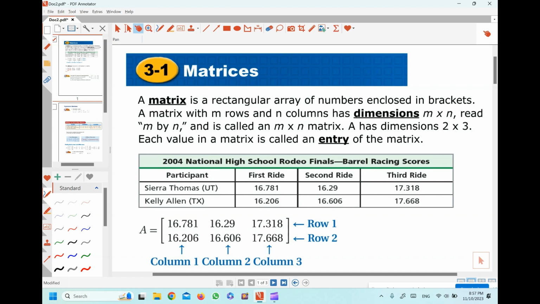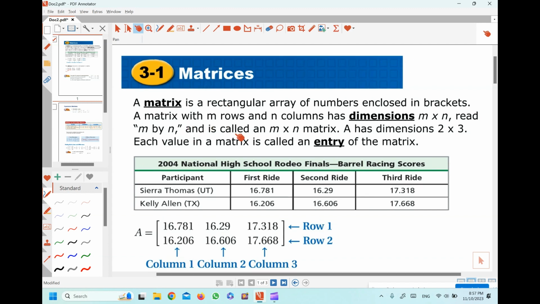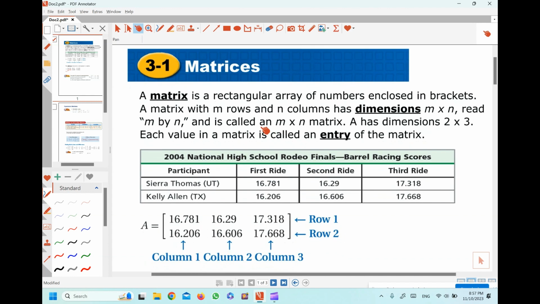So a matrix is a rectangular array of numbers enclosed in brackets. So we use a bracket similar to the square bracket. For example, here we see data and information given. And we put these numbers, the information given in this table, into the matrix by using a square bracket and writing down every number that we have here inside this bracket in order.